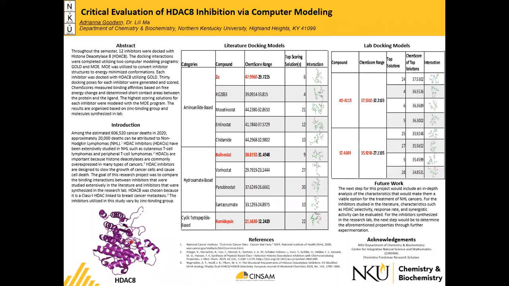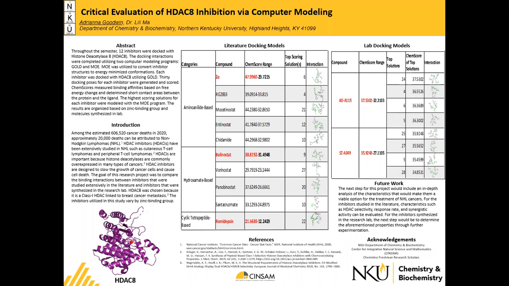And this is a problem because HDACs are commonly overexpressed in many types of cancers, but mostly non-Hodgkin lymphomas, which account for about 20,000 of the 606,520 estimated cancer deaths in the US in 2020. And inhibition of this protein has the potential to increase growth arrest and apoptosis of tumor cells.